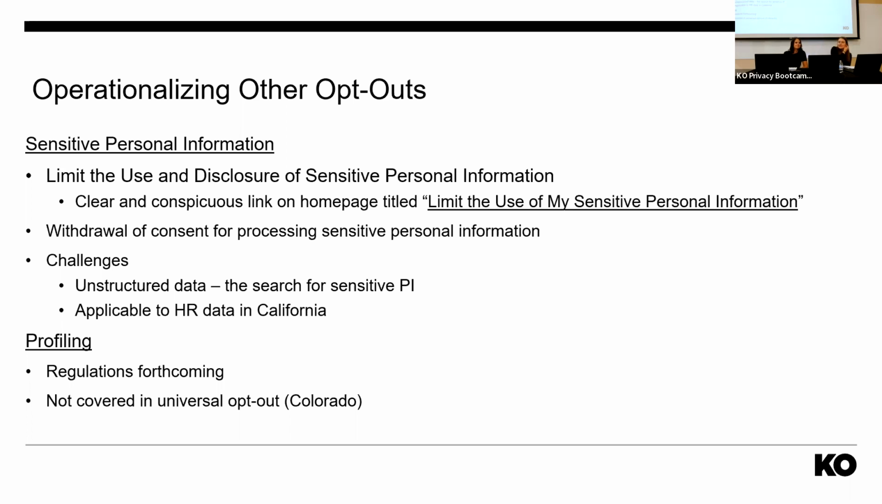In at least Connecticut, there's an express right to withdraw consent for processing sensitive personal information. That will need to be another opt-out that you have built in somewhere to be able to process those withdrawals.